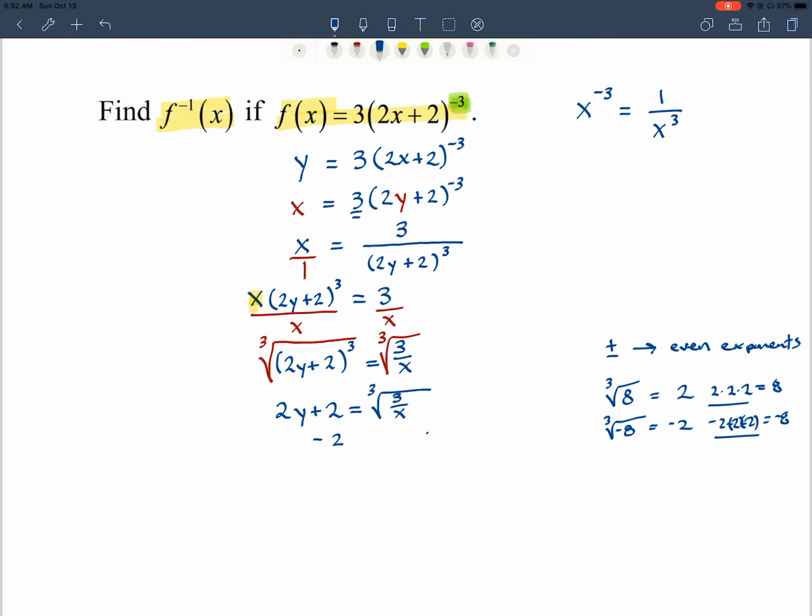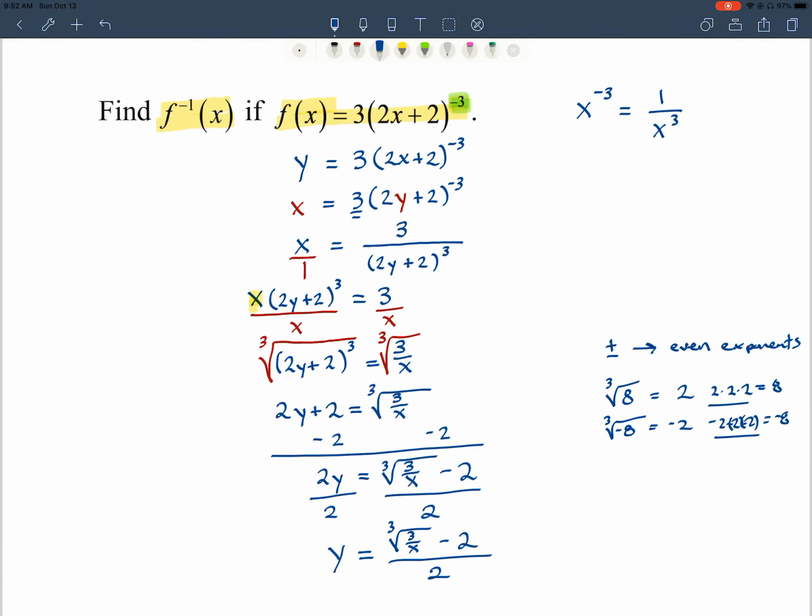We're just going to subtract our 2 from each side. We've got 2y is equal to the cube root of 3 divided by x, minus 2. And then we're just going to divide each side by 2 to get y by itself. So y equals the cube root of 3 divided by x, minus 2, divided by 2. And don't worry about simplifying it any more than that. We just needed to get this y by itself here so that we had an expression to use here.